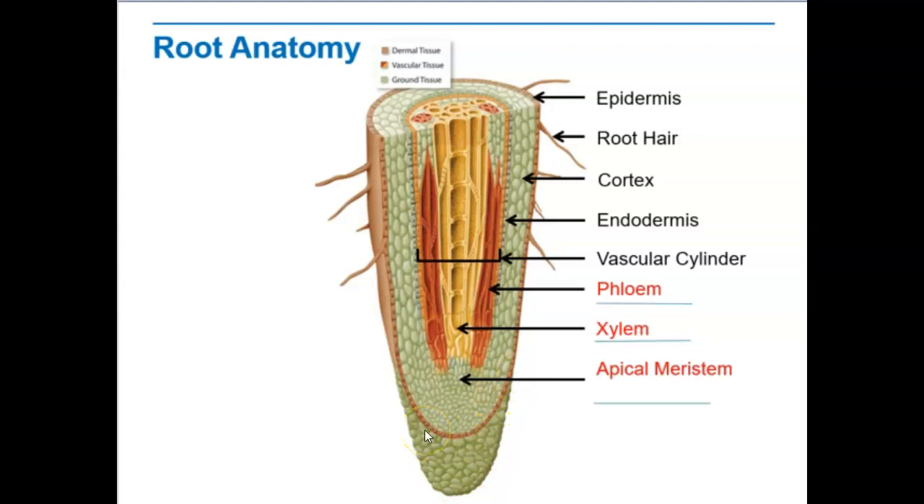Now, as the root is pushing through dirt and rocks and soil, right, obviously that dermal tissue can be kind of sensitive. So this root cap protects the root tip from damage as it's pushing through the soil and dirt. So this is our root cap.